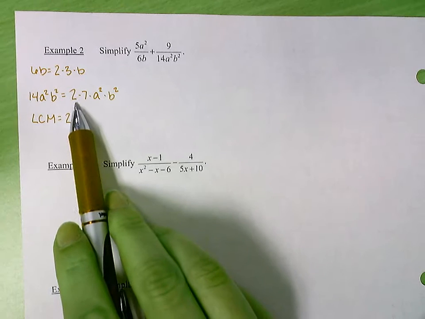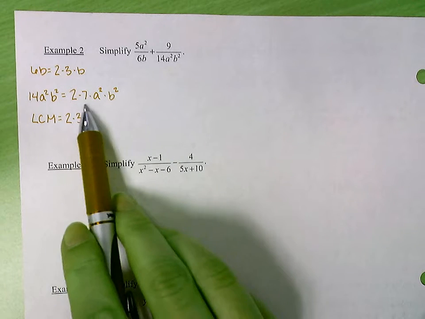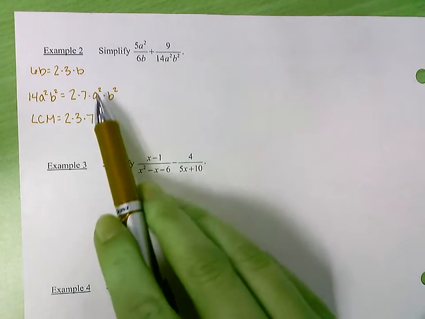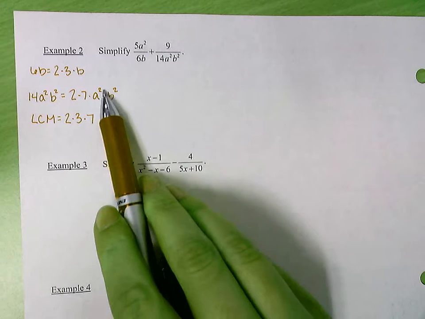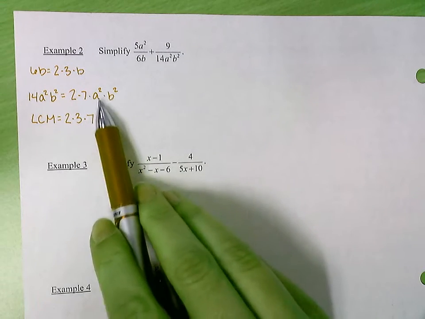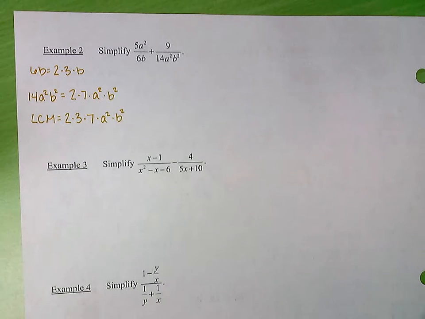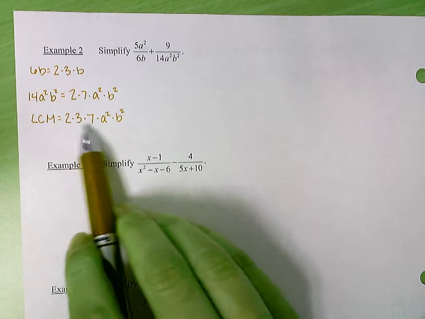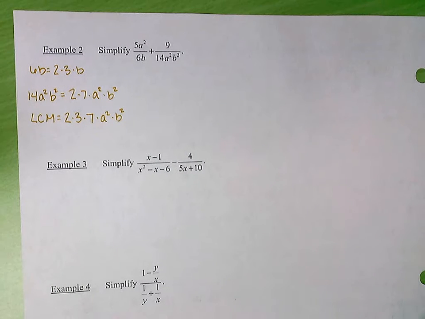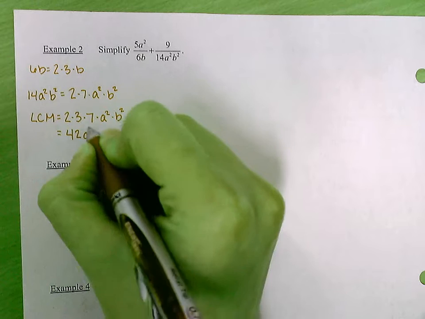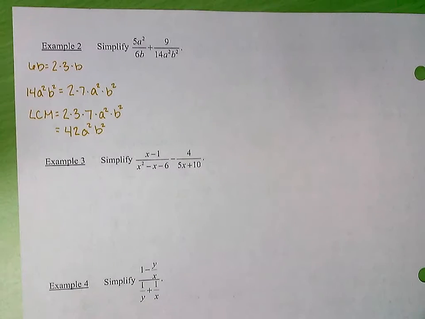Going on to that second term, I already wrote down a 2, so I don't need another one, but I do need this 7. Okay, so multiply by 7, and then your variables, whichever ones have the highest exponents, that would be a squared and b squared. Okay, then I can multiply those 3 terms together there, which is 6 times 7, so 42. And I have a squared, b squared. Okay, so that's what your denominator has to equal.